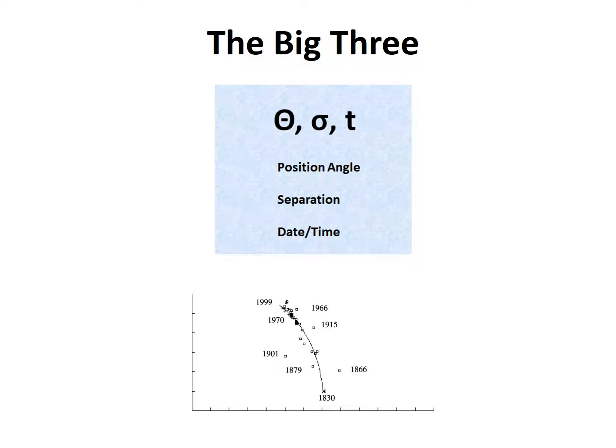Since visual binaries typically take decades, centuries, or even millennia to trace out their orbits, it is usually sufficient to provide time, t, as a year and the fractional part of a year to 5 decimal places. These three parameters, theta, rho, and t, define an astrometric observation of a binary star. It is these observations, patiently gathered by many astronomers over the years and decades, that are brought together to form a series of points that approximate an ellipse.